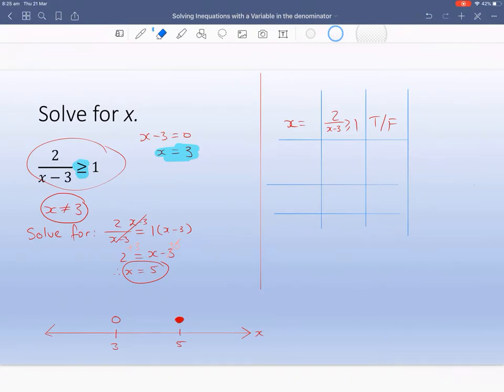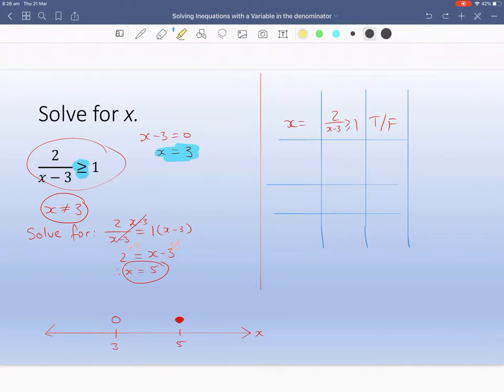So we just need a grid. We could probably extend these out a bit longer, okay? So what we have to do is pick a value in this region, and then another value in this region, and then another value in this region. Now we've got to be strategic. We want to pick values that are easy, okay?